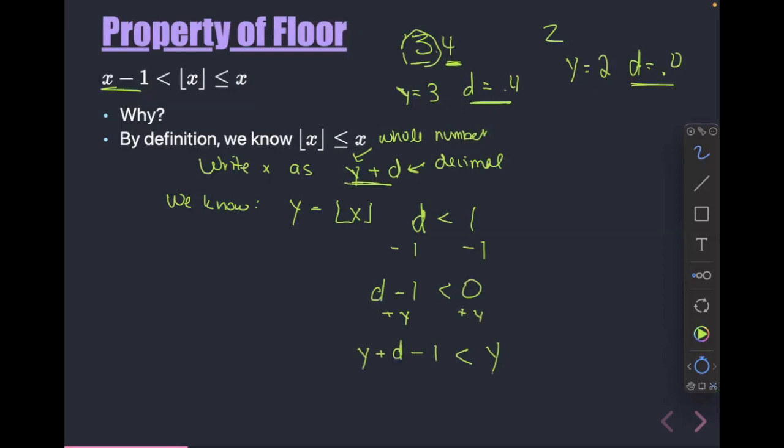And now I can start plugging some stuff in. I said x is equal to y plus d, so I can substitute this as x minus 1. And I know y is equal to the floor of x, which I wrote right here. So I can plug in the floor of x on this side. And then there is my property: x minus 1 is less than the floor of x. So I get my proof.